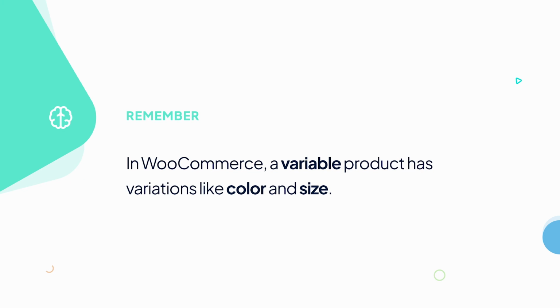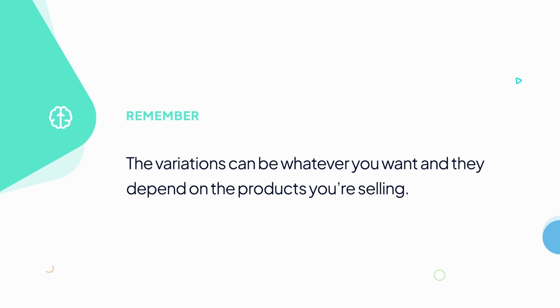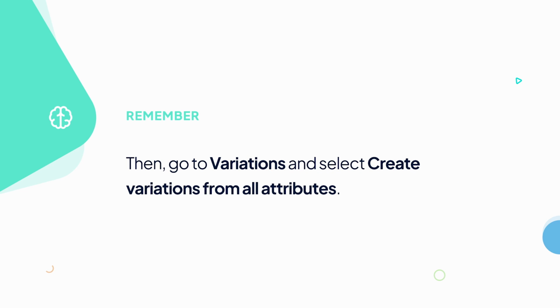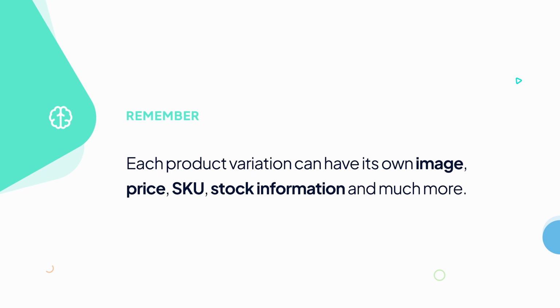Now, some key takeaways. In WooCommerce, a variable product has variations like color and size. The variations can be whatever you want, and they depend on the products you're selling. To create a variable product, you must first define the product attributes, color, size, capacity, etc. Then go to Variations and select Create Variations from All Attributes. Each product variation can have its own image, price, SKU, stock information, and much more. And that's how you can add variable products in WooCommerce.